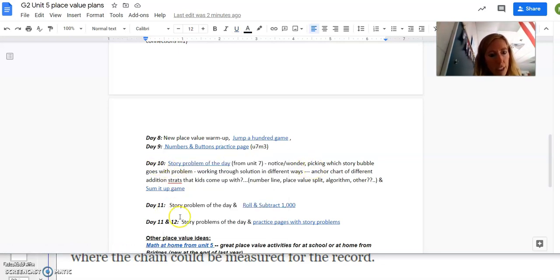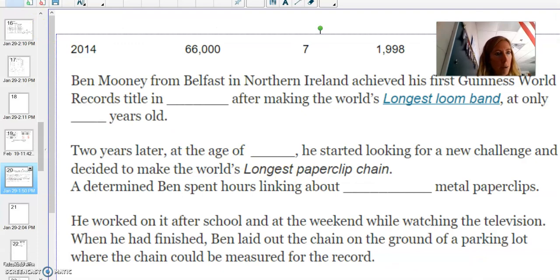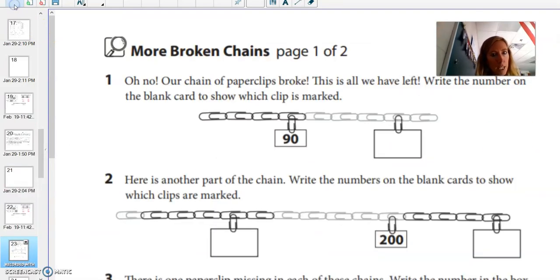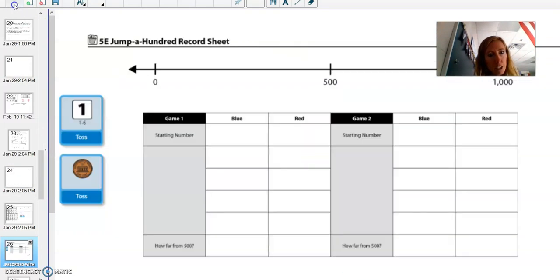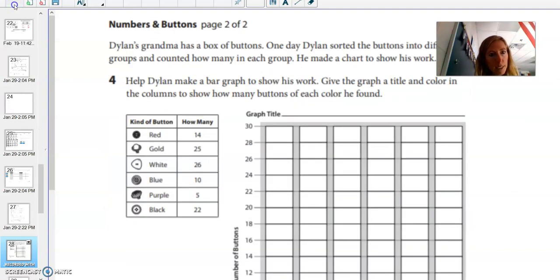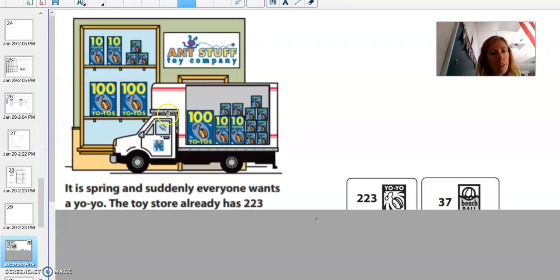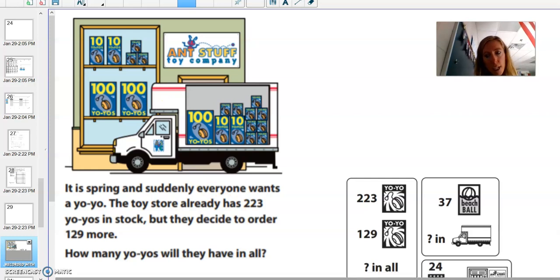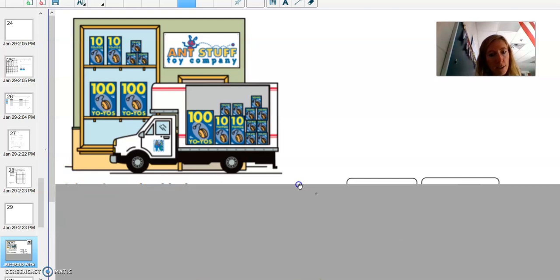Then day 10, 11, and 12 all are hitting up some story problems. So just like you did story problems with presents, these are story problems from Unit 7, so you can find what they look like. I'm going to scroll through here and find them. So here's the paper clips, here's the jump a 10, jump 100, numbers and buttons, and then you have the word problem. So you have these as a big poster, and then you scroll through here and say, okay, guys, here's the picture. What do you notice, right? What do you notice in the picture?